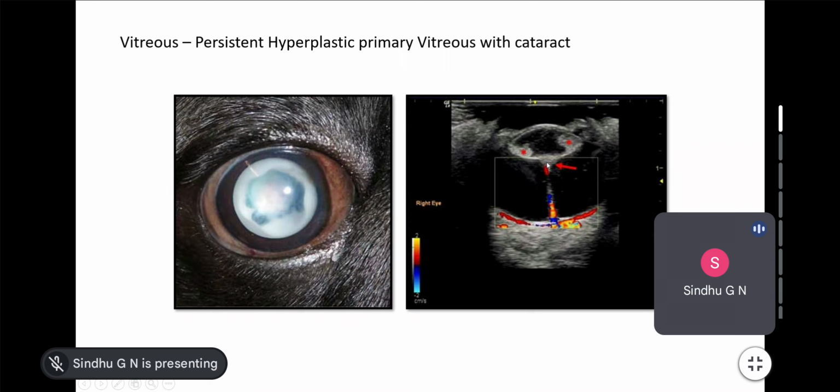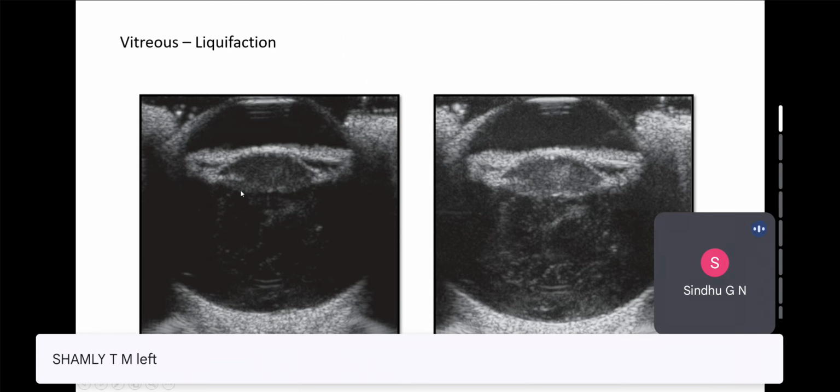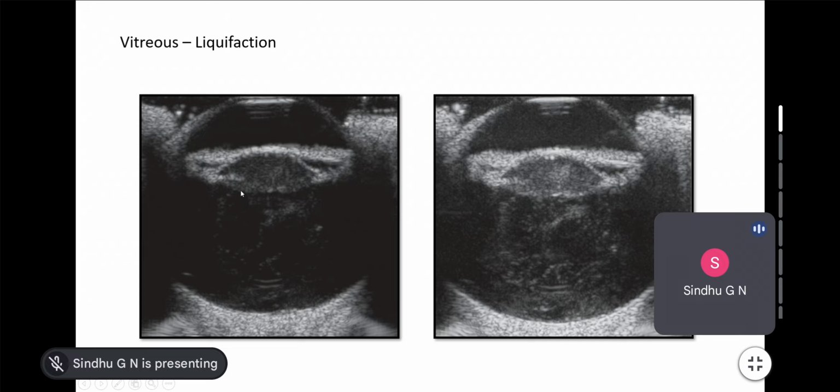It's a congenital condition. Then, changes in the vitreous: liquefaction of the vitreous. These two are the same images. The only change made is that we have increased the gain a little bit. By increasing the gain, because acoustic gain from the vitreous is very less. So if you increase the gain, you can see the liquefactive changes in the vitreous.